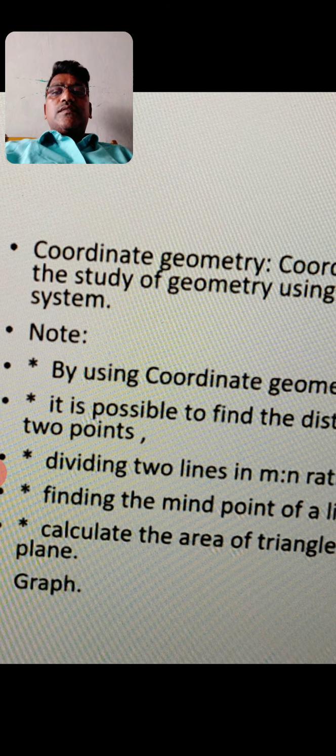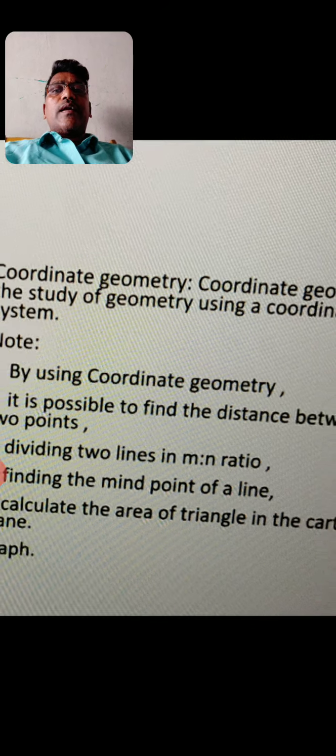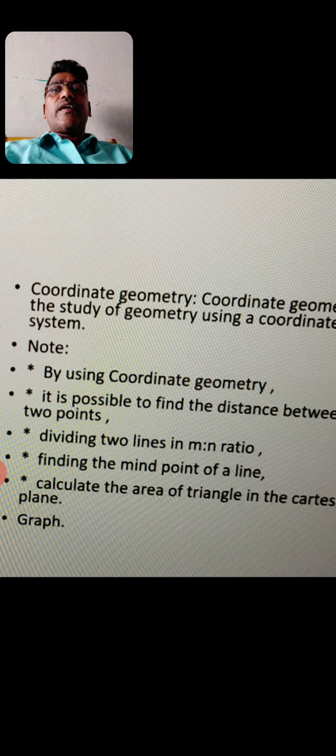In this chapter, third is finding the midpoint of a line. If there is a line with 2 points, I mean line segment with points A and B given, we can find the midpoint by measuring. We can find the midpoint through the graph. Here there is a formula. Mainly in this chapter we are finding the solutions by using formulas. So I will give the formula afterwards for this also.